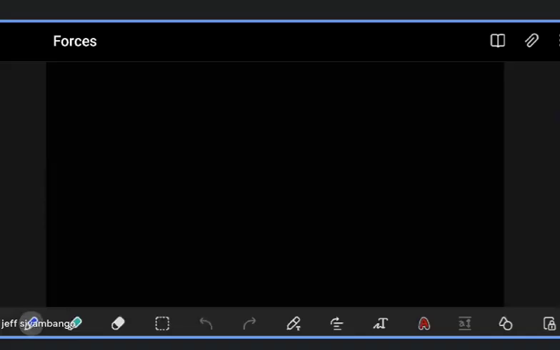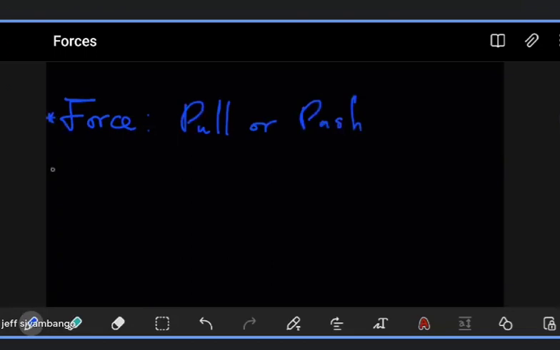Okay, so what is force? Well, by definition, force is just a pull or push that acts on an object. With the definition out of the way, the next thing that you need to understand are the units of force.